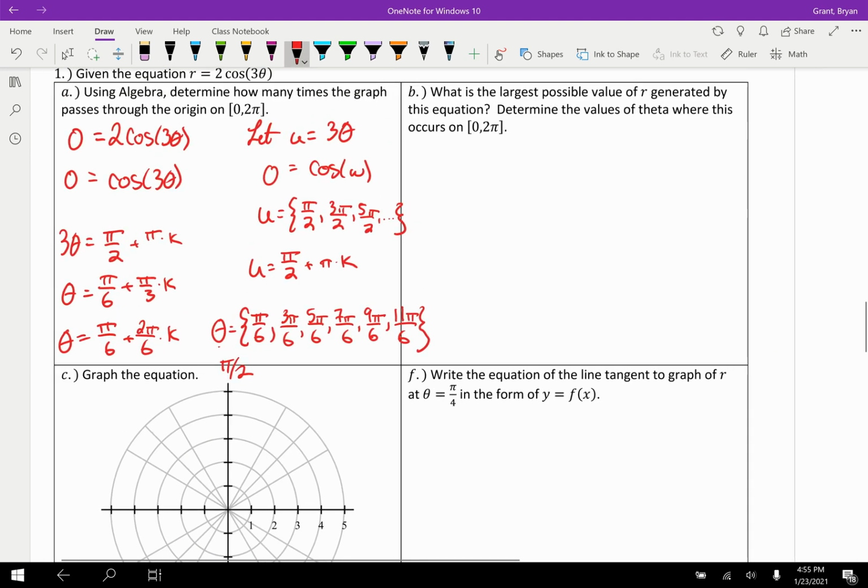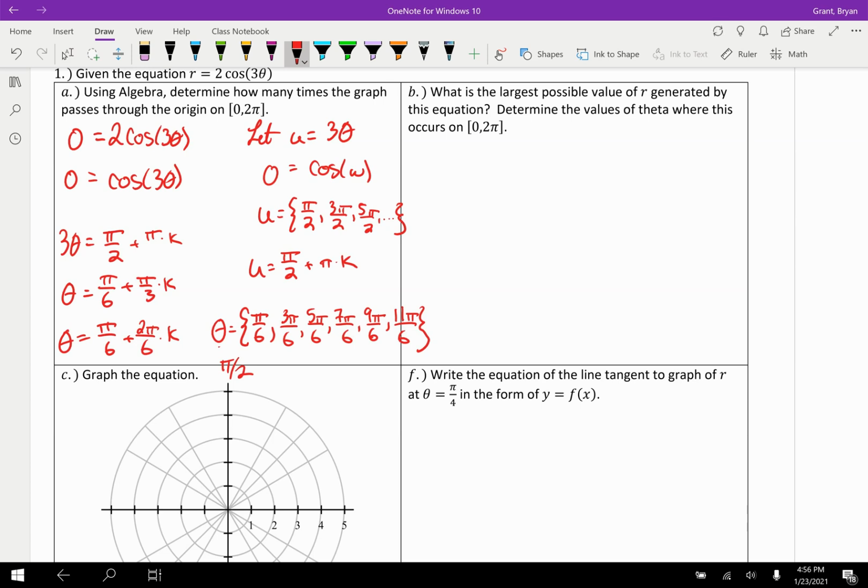Great. Using algebra, determine how many times the graph passes through the origin. It will pass through the origin 1, 2, 3, 4, 5, 6 times. Good so far. What's the largest possible value of r generated by this equation? Determine the values of theta where this occurs. Largest value of r. Well, there's a couple ways to do this.